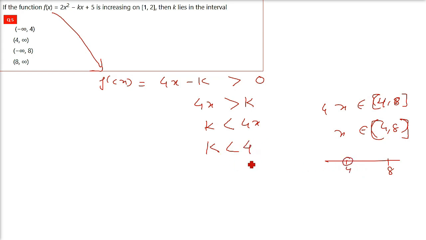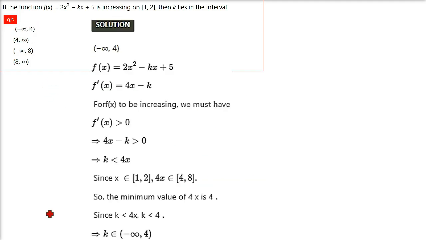So k should be less than 4 because the lowest value of this 4x is 4, highest value is 8. So it has to be less than 4x, which is less than 4. Now what is the interval? It's negative infinity to 4, because till what point you will go? On the left of 4, it is negative infinity. So k belongs to (negative infinity, 4). So this is the whole process or the steps which you can follow in order to solve it.